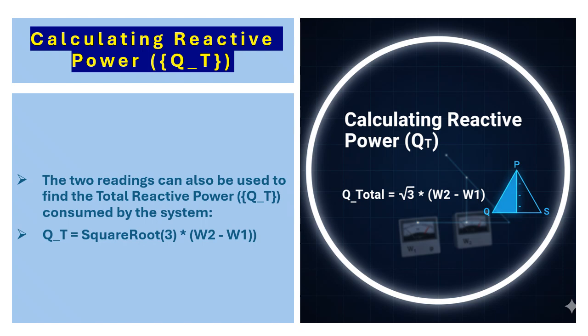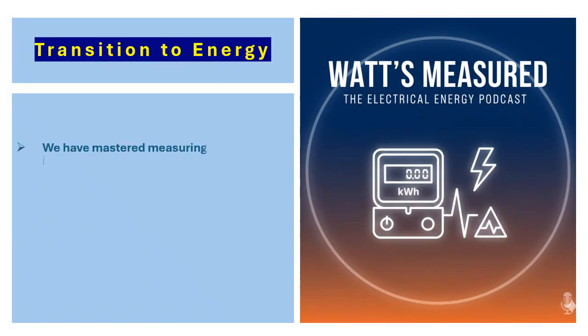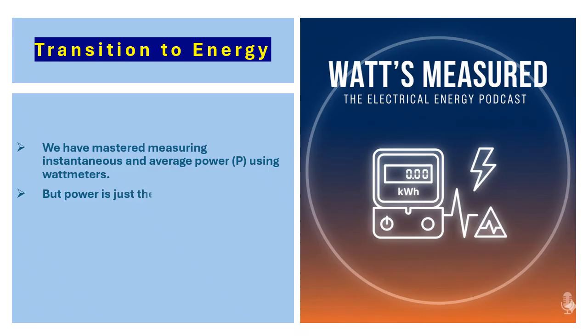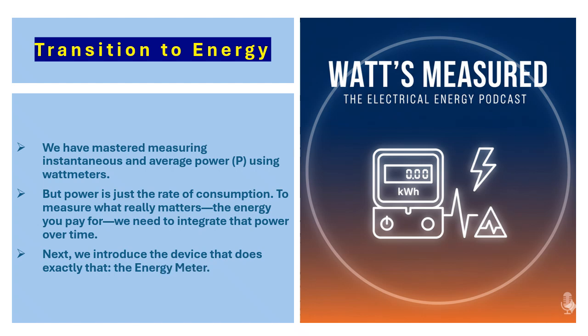Transition to energy. We have mastered measuring instantaneous and average power, P, using wattmeters. But power is just the rate of consumption. To measure what really matters, the energy you pay for, we need to integrate that power over time. Next, we introduce the device that does exactly that: the energy meter.